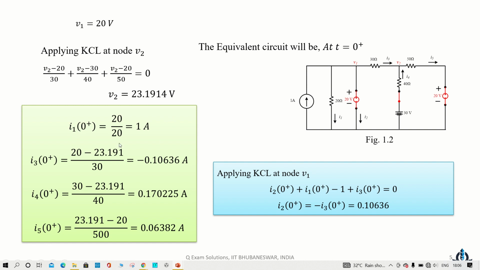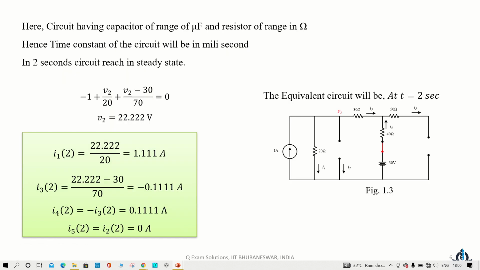In the question it is asking you to find all the currents I1, I2, I3. For finding I1, you see I1 is here, meaning the voltage across this branch divided by resistance. The voltage across this branch is 20 volt, resistance is 20, meaning 20 by 20 becomes 1 ampere. Similarly I3, I3 is here. For I3, it is V1 minus V2 by 30. V1 is 20 and V2 is 23 point something, divided by 30 you get the answer. Similarly you can find all the currents because you already know V1 and V2.